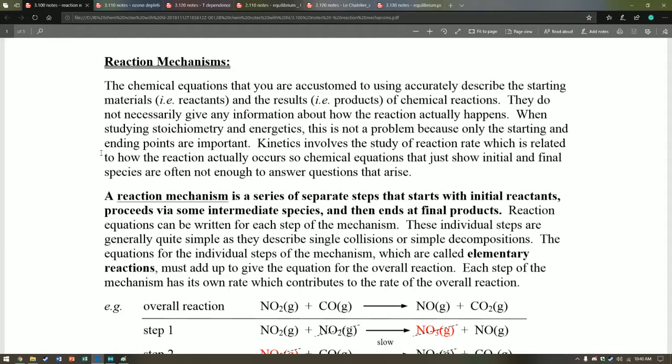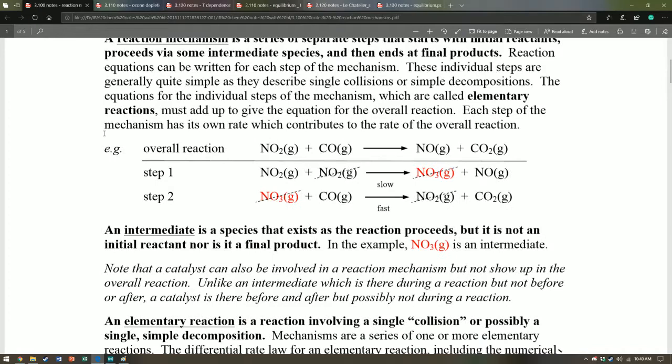Reaction equations can be written for each step of the mechanism, and these individual steps are generally describing single collisions or simple decompositions, and these are called elementary reactions. So, an elementary reaction is just something that describes an individual collision or a simple decomposition, and these elementary steps must add up to give the overall equation, more or less. And each step of the reaction has its own rate, which contributes to the rate of the overall reaction. So each step happens at a particular speed, and therefore that can control the speed of the reaction.